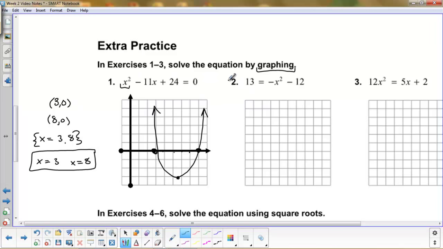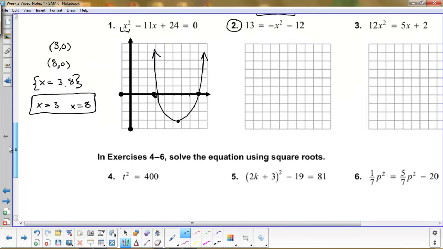What I'd like you to do right now is solve question number 2 on your own. Once the video is completed, you can either pause it now, fill it in, or come back after the video is completed and do that. Save 3 for tomorrow's class practice.